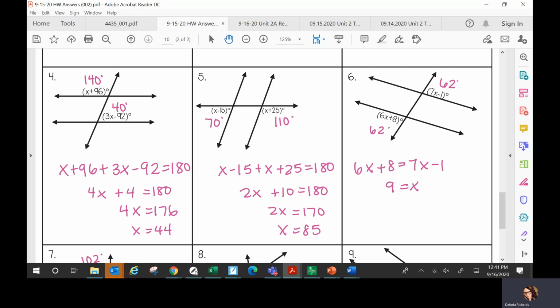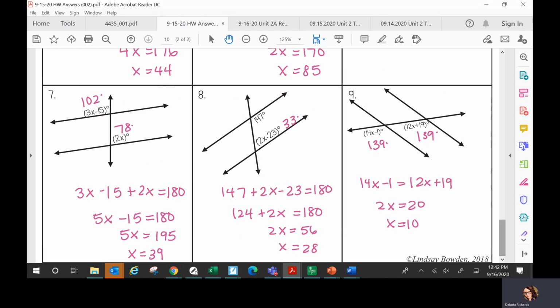All right. That was number 4. Number 5, x is 85. Already went over those. Any other questions on 1 through 6 so far? And then 7, 8, and 9. 7 is x is 39. Your angles are 102 and 78.